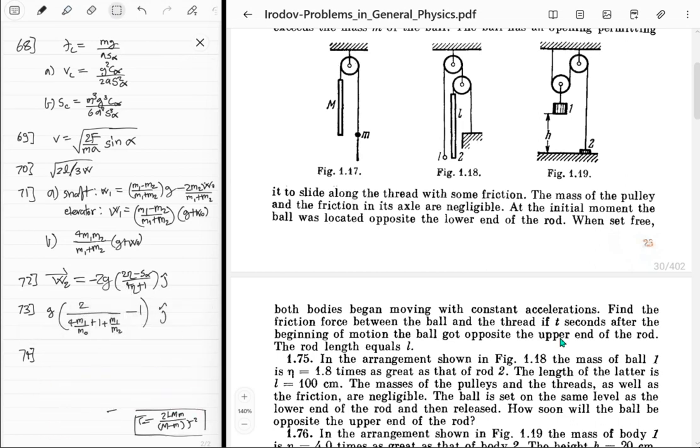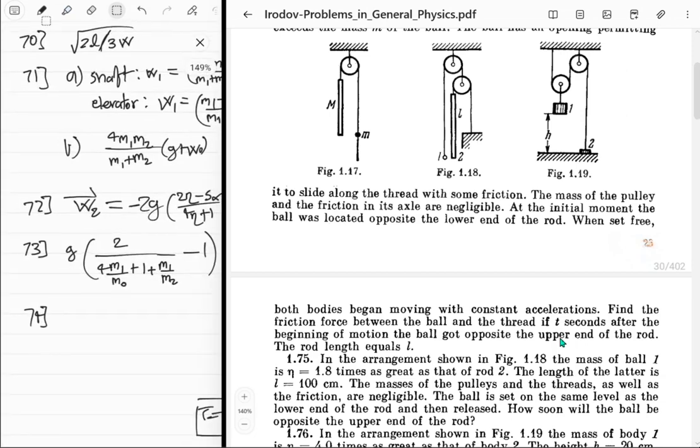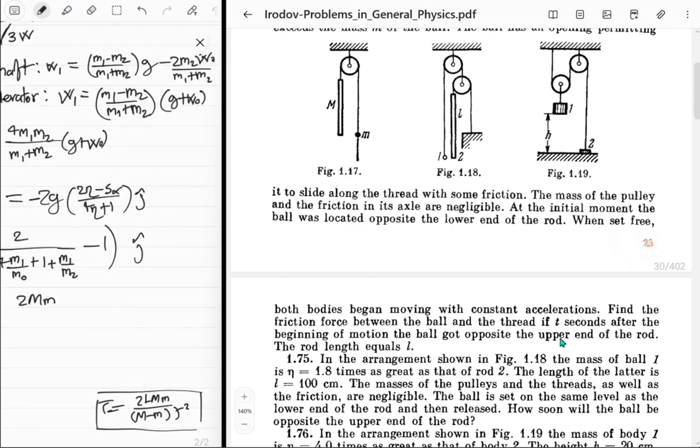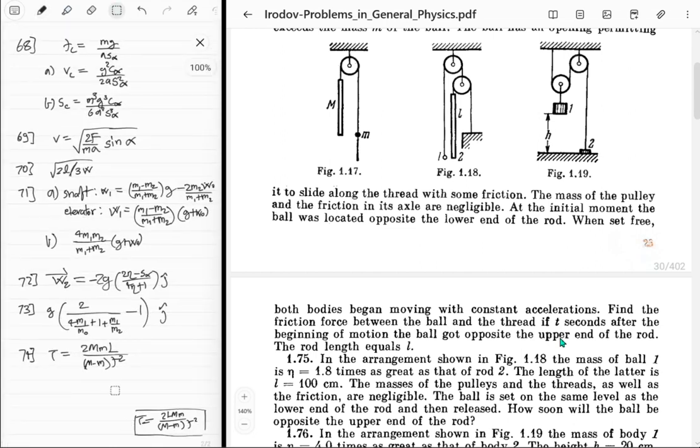You can erase that. Let's just write it once again. T is equal to 2 capital M small m times capital L. This is it. Okay, 74th done.